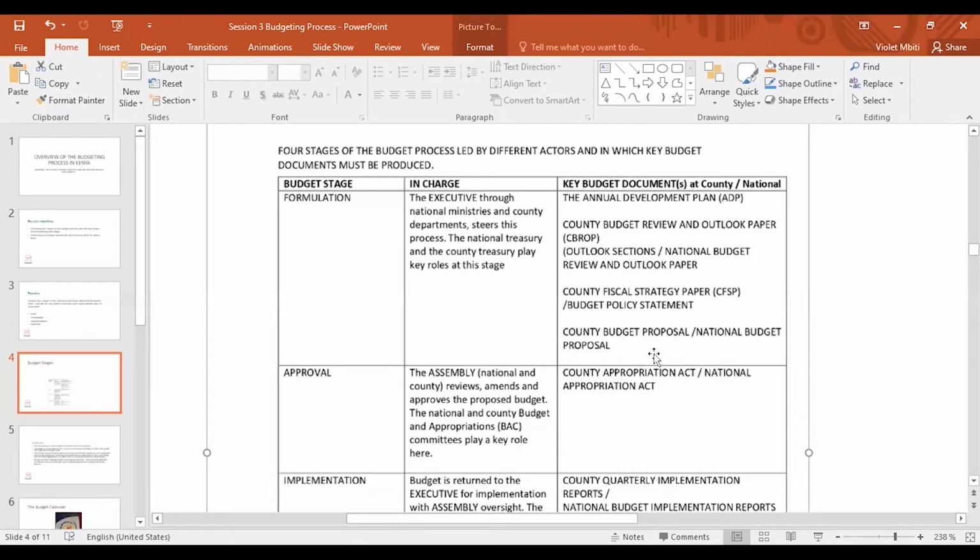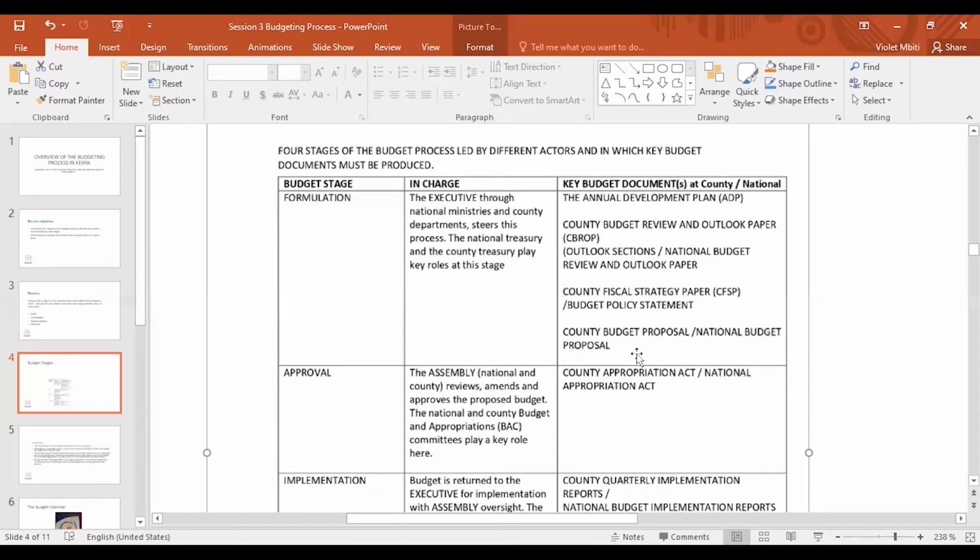So when they discuss this particular document at the county assembly, that is when we come to the next stage, which is the approval. In the approval stage, the assembly, that is national and county, reviews, amends, and approves the proposed budget. Can you see? They review, amend, and approve the proposed budget. The National and County Budget and Appropriation Committee play a key role here.